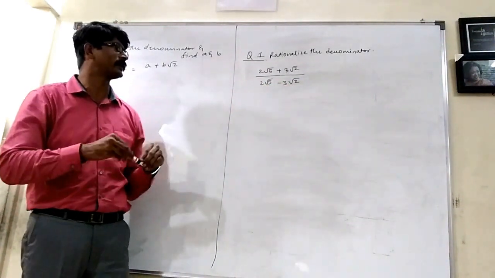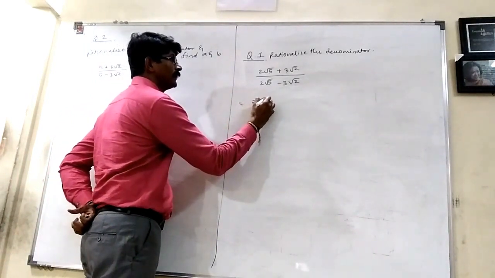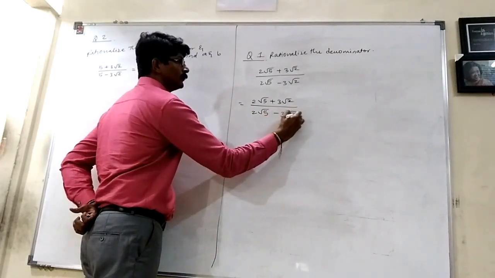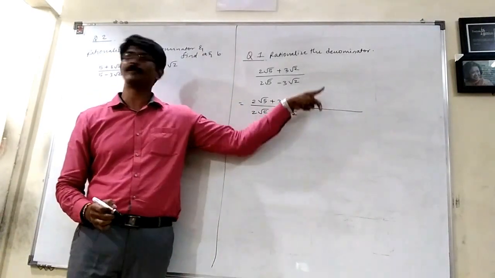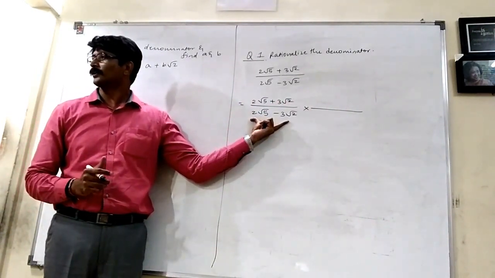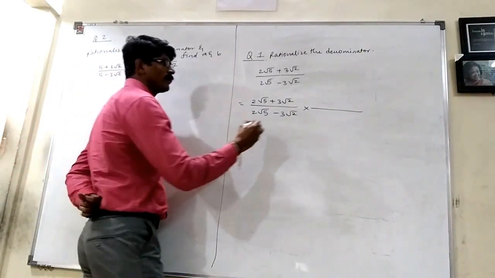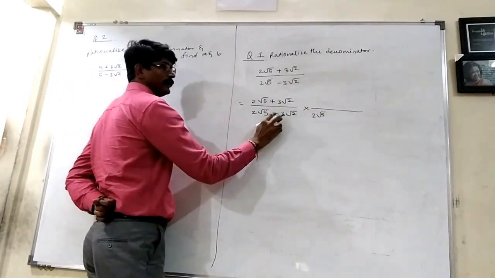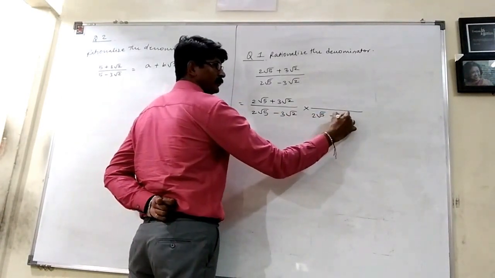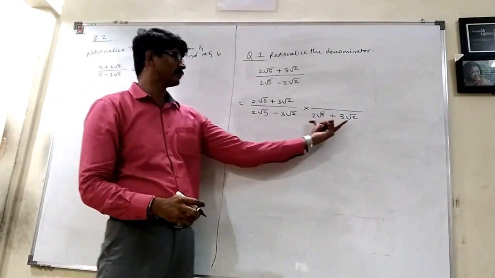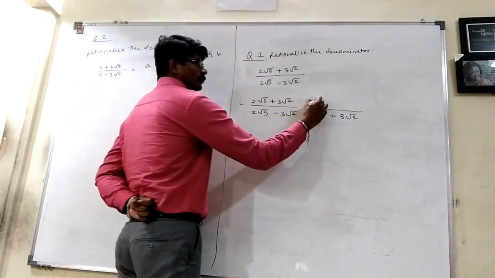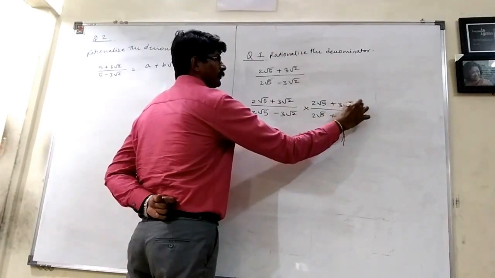So what is the conjugate of this? See, (2 root 5 plus 3 root 2) upon (2 root 5 minus 3 root 2). We will multiply both numerator and denominator with the conjugate of the denominator. So what will the conjugate of the denominator be? 2 root 5. If there is plus or minus, then we will take plus. If there is plus, we will take minus. So 3 root 2. Since I am multiplying the denominator with this, the same number I should multiply the numerator also. 2 root 5 plus 3 root 2.